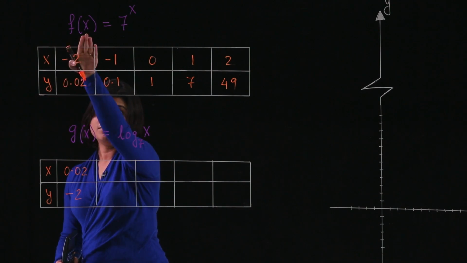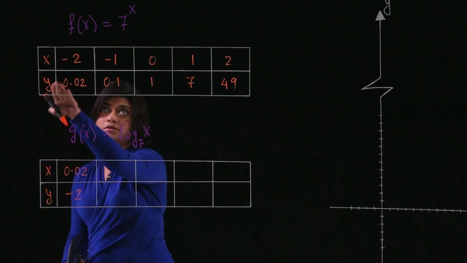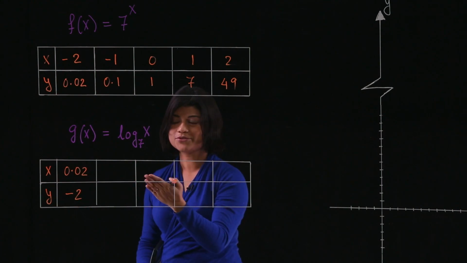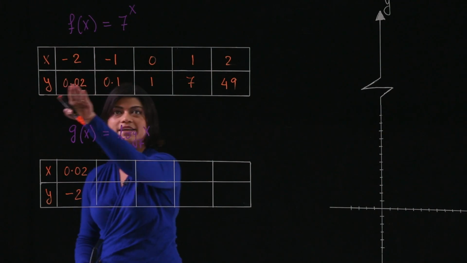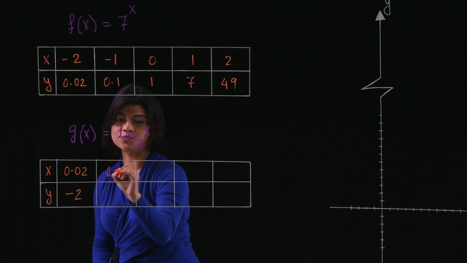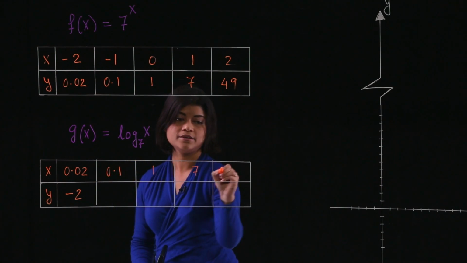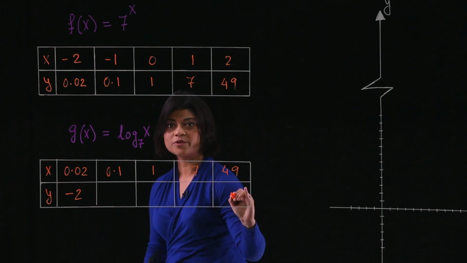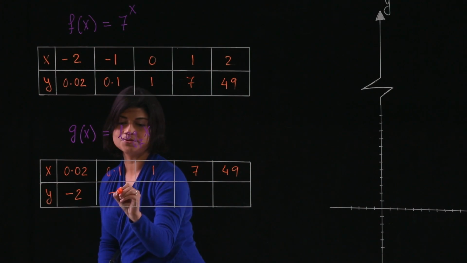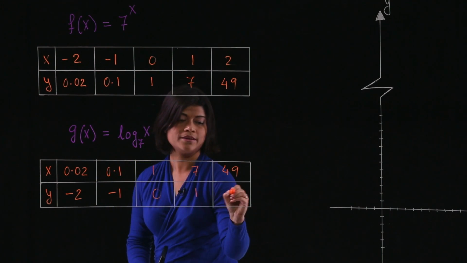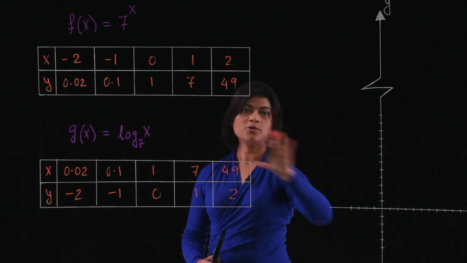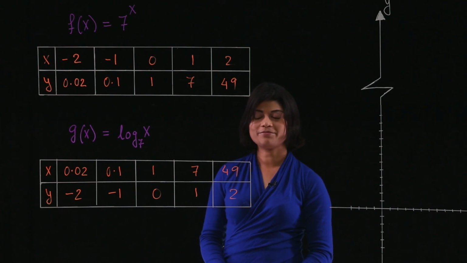And you can do the same thing for the rest of the values. So the values that we got for f, the y values, here they will become the x values. Okay, so write down the entire row for y here for x. So next we'll have 0.1, 1, 7, 49. And the corresponding y values will be the x values for the function f. So -2, -1, 0, 1, and 2. All right, so we have two sets of tables. We just plot these points and we'll get our graph.